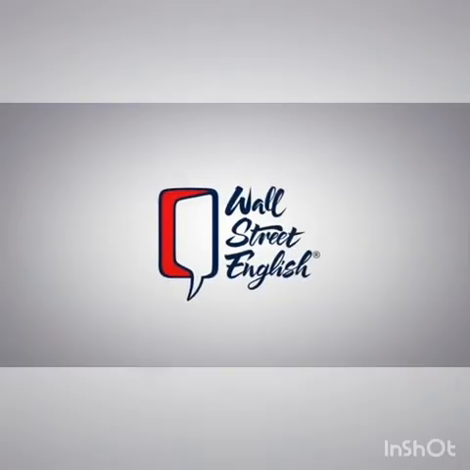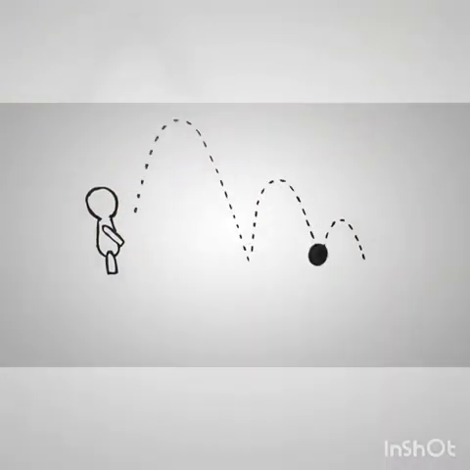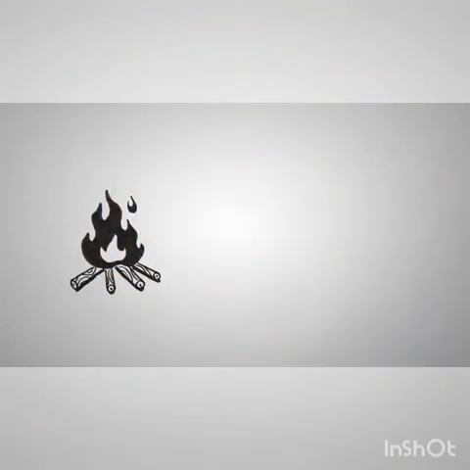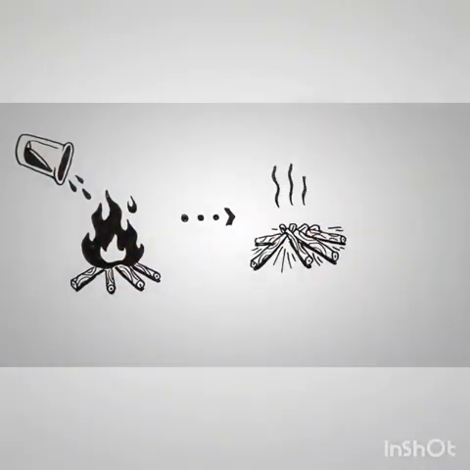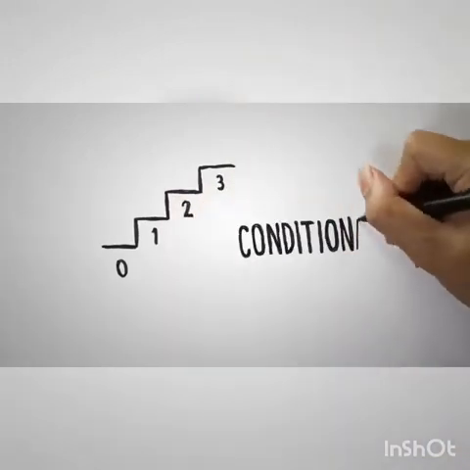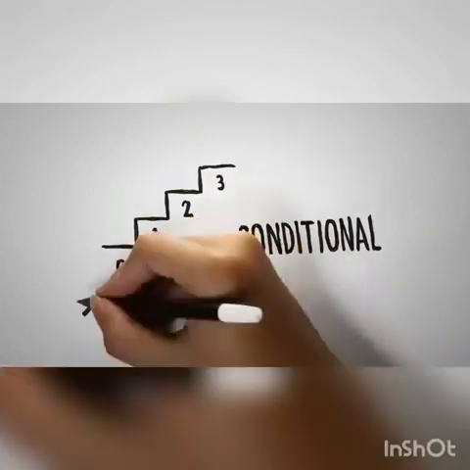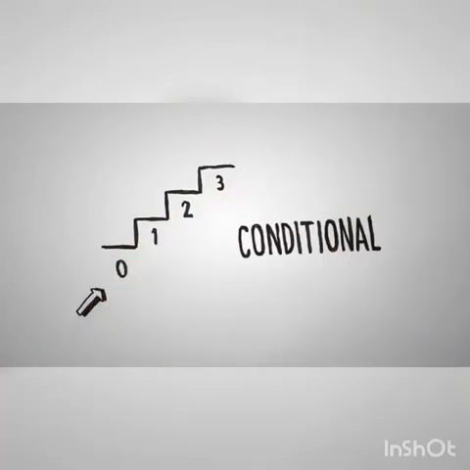Watch the video, please. If you throw a ball in the air, it falls back down. If you pour water onto a fire, it gets put out. These are sentences that are called conditional sentences. These particular sentences are zero conditionals.